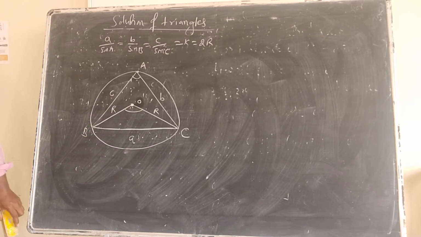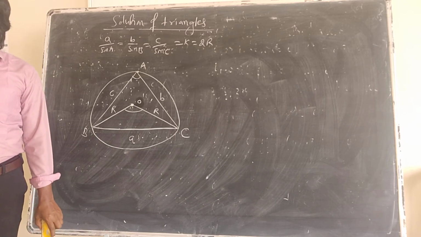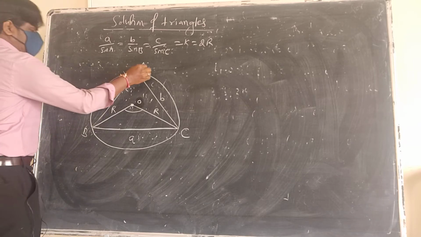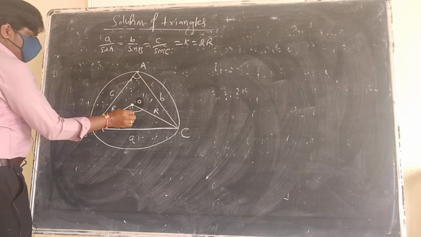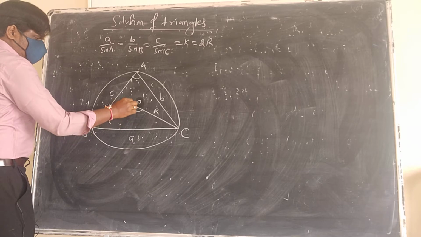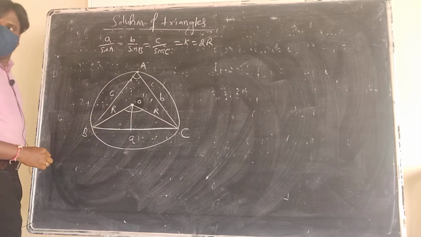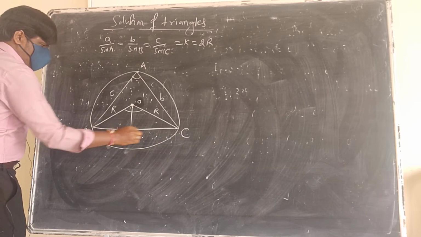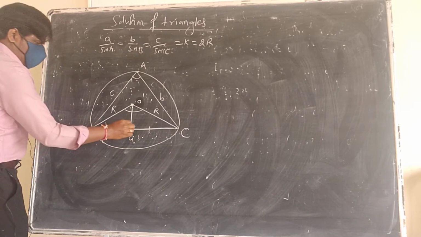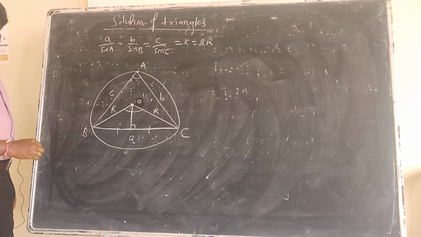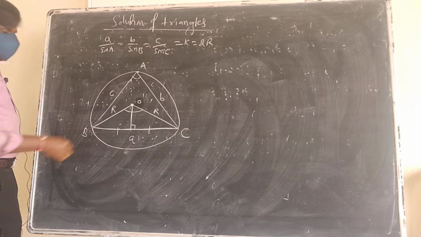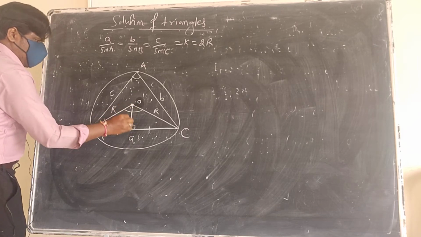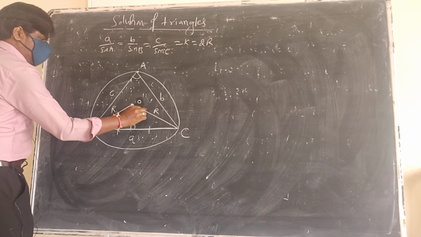2A. The angle subtended by an arc at the center is twice the angle at the remaining point on the circle. So this is A, then this angle is 2A. But if I drop a perpendicular on the chord, it divides this into two equal parts and it will bisect the angle. So this will become A and A.